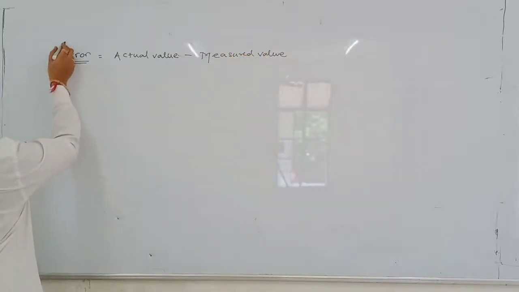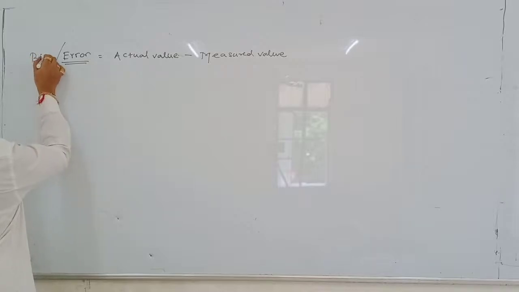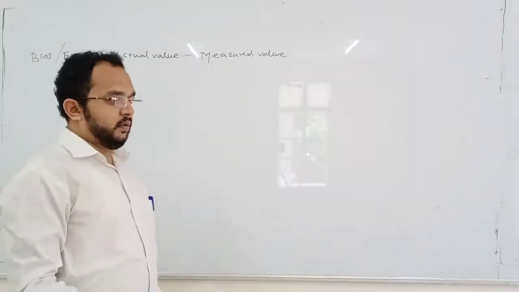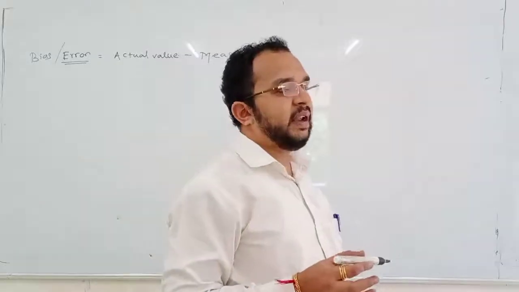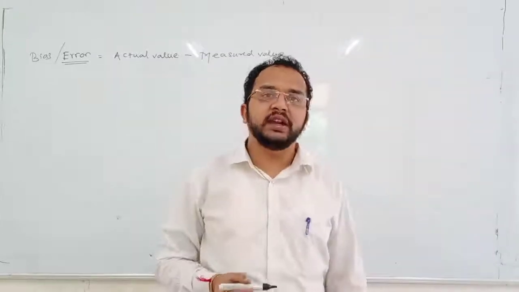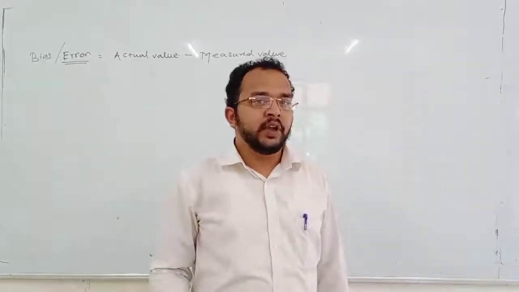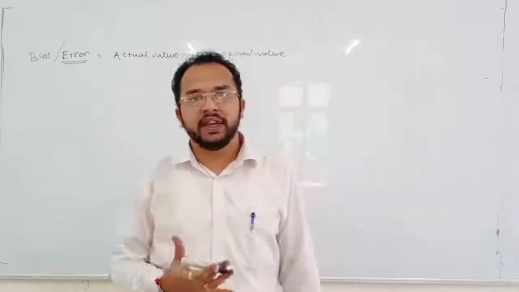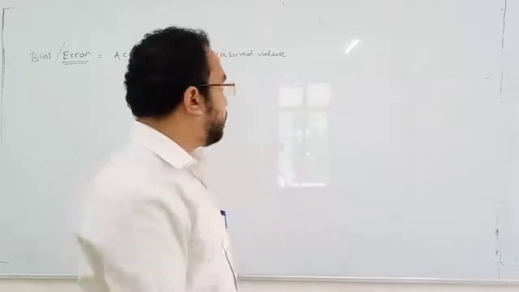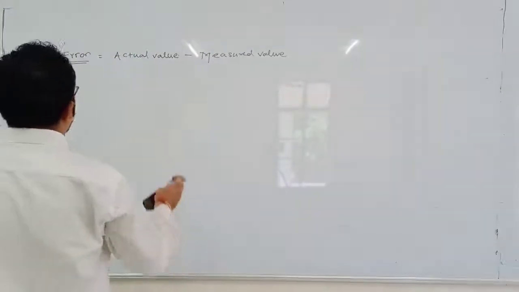Error is also called bias. Actual value minus measured value. बघा, actual 40 सेंटीमीटर यायला पाहिजे होती, तुमची 39 सेंटीमीटर आली. कितीचा एरर आहे? 1 सेंटीमीटर. Because 40 minus 39, actual minus measured. Okay, so this is error.